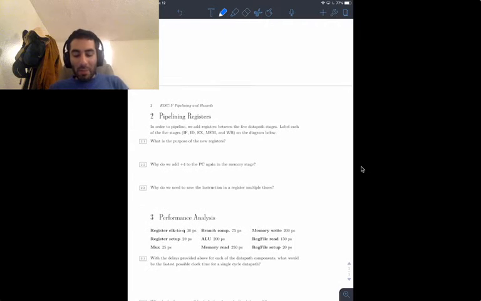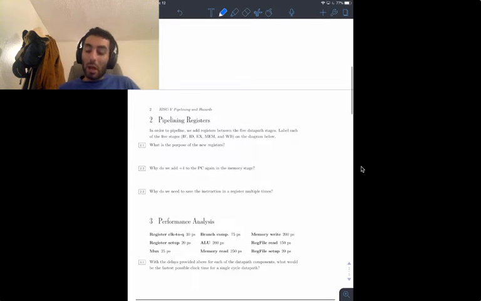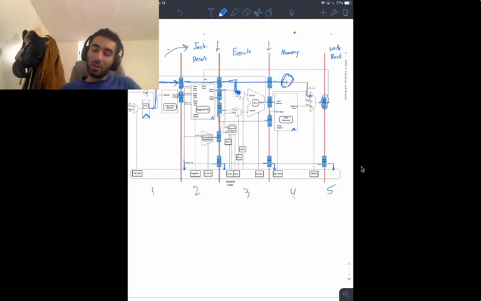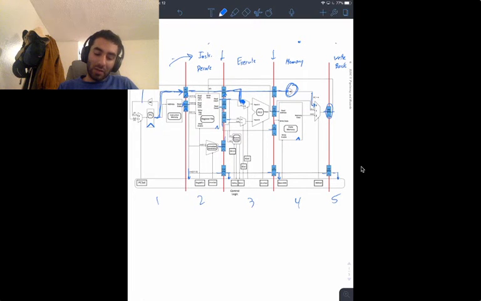Why do we add +4 to the PC again in the memory stage? I also went over this. It's because we pass the PC through since we're going to need it in the execute stage over here. However, we also need PC +4 over there, so we just add the extra +4 unit there, without needing to pass in an extra value, which would require another register. We're trying to minimize the amount of hardware that we're using.